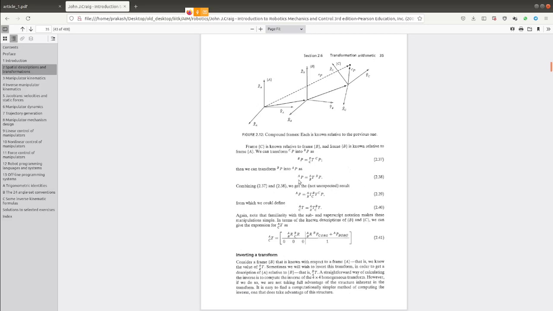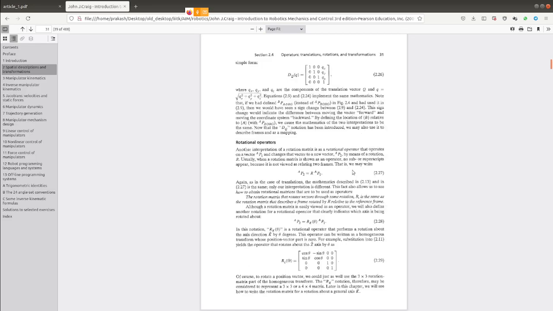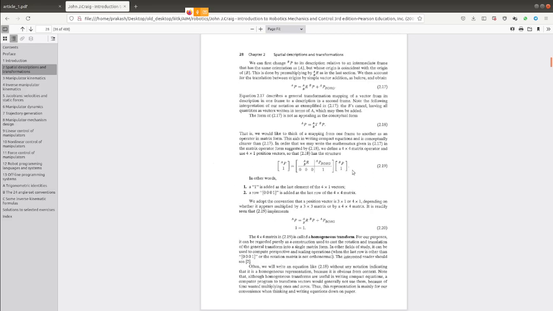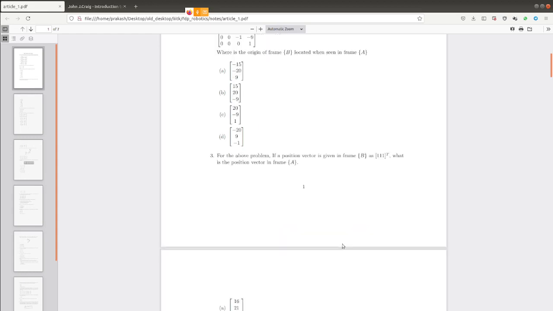Exactly, the same point which I have to measure: TAB into PB will provide me PA. But while representing this PB, I should represent it in the following manner. I have to write this vector and finally put a 1. So I represent PB like that, and that will provide me PA.